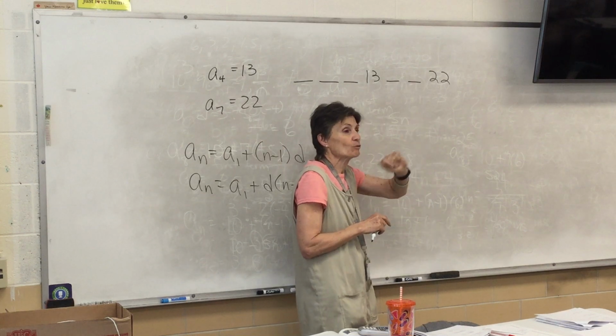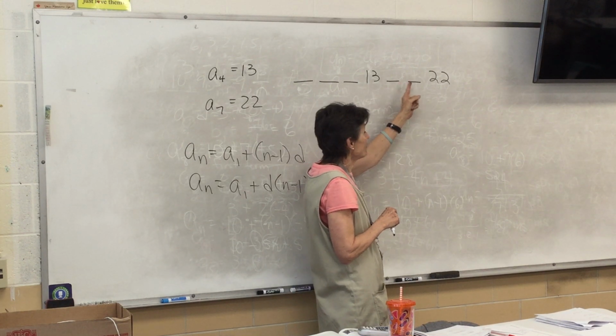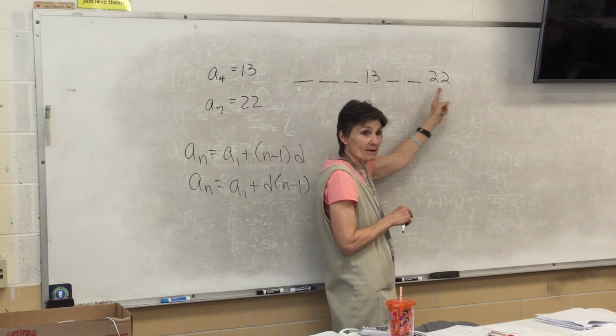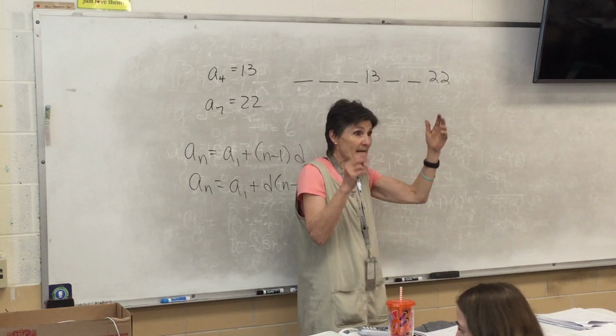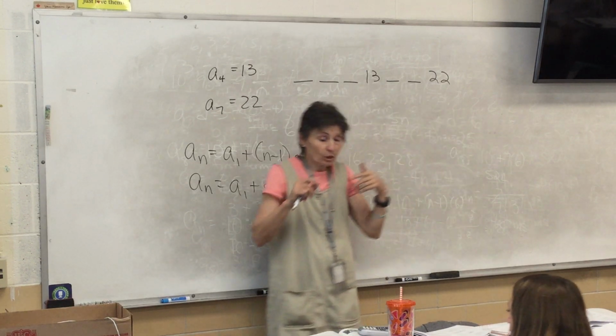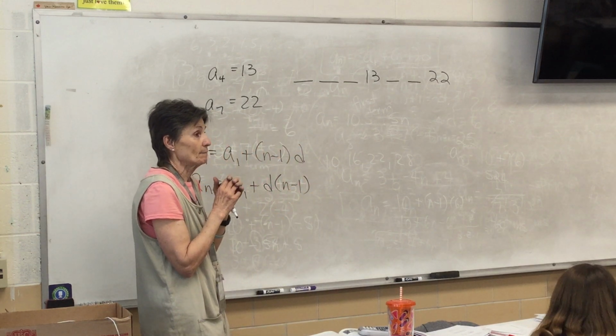So Chloe said, okay, maybe I'll try 3. If I add 3, I get 16. And then I get 19. And then I get 22. So by, I guess, guessing, Chloe came up with the common difference. She said the difference is 3.